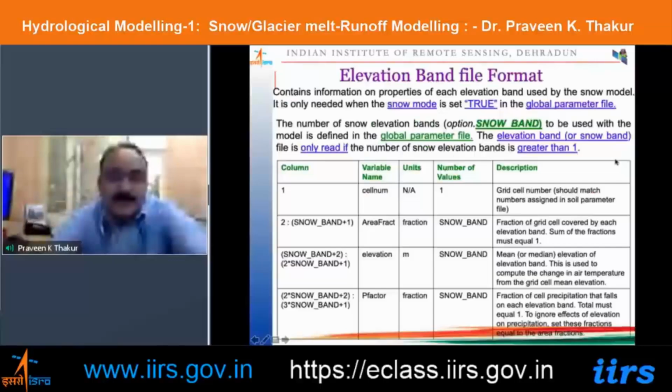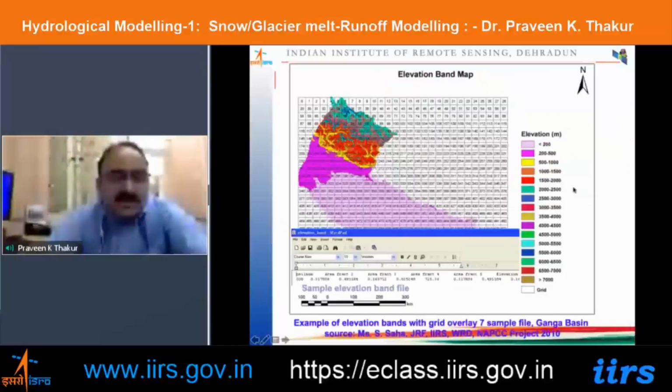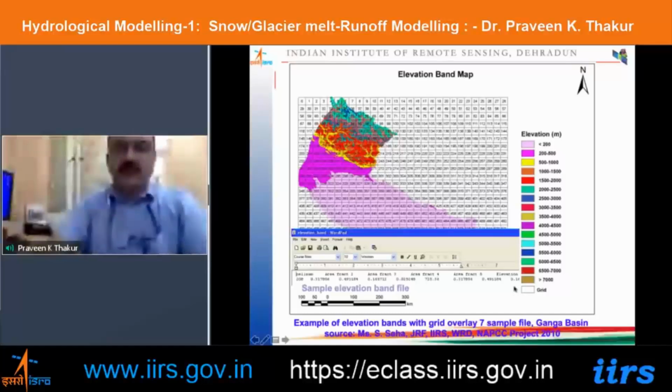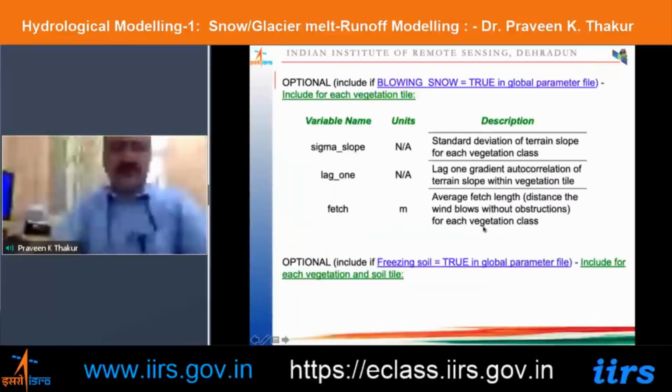These are some of the input parameters that will be used in the elevation band file. This we generally do in GIS in our department. We have our own tool now; earlier it was in C++, now it is in Python and MATLAB. These are some of the elevation files, the elevation grid file, which is overlaid with the digital elevation model. And you can add this text file for each pixel. You need to make this kind of text file. And this is for the blowing snow. If you have set blowing snow as true in the global parameter file, you have to provide these three parameters.